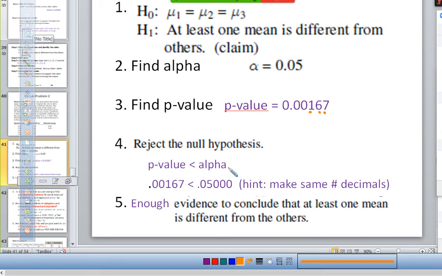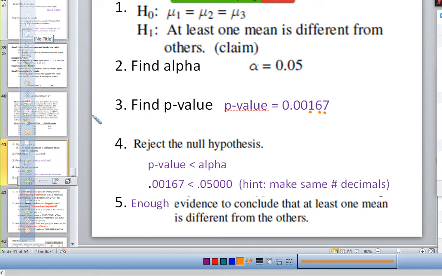All right, so then we're going to reject the null hypothesis because when we compare the p-value to alpha, the p-value is less than alpha. I put 5 decimals here, 5 decimals there. Obviously, 167 is way less than 5,000. So like I said, it's a lot easier if you compare the same number of decimals, which means that we do have enough evidence to conclude that at least one mean differs.